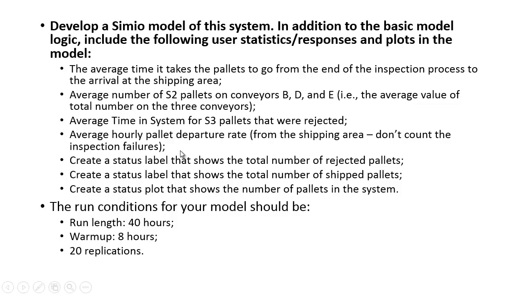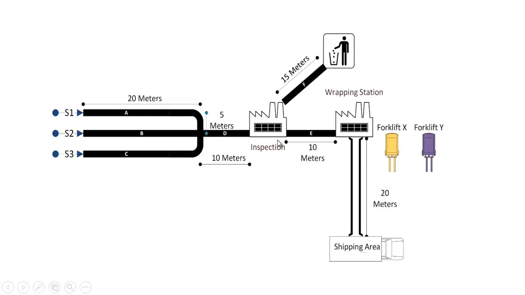We've done some initial verification, and so now we want to implement these individual user statistic components. So we'll just implement these in order. The first one says that we want to track the average time that it takes the pallets to go from the end of the inspection process to the arrival at the shipping area. So from this point to this point, I want to know how long pallets spend in the system. So clearly this is an observational statistic, and I'm going to need to do a couple of things.